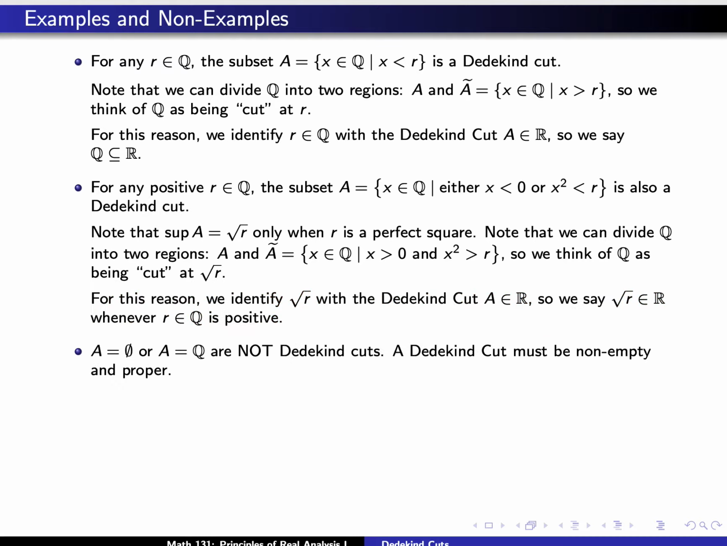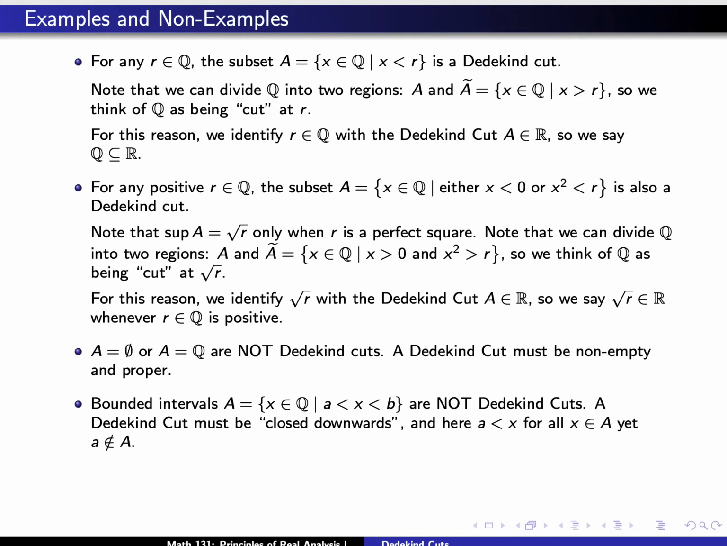Notice that the empty set and all of Q itself are not Dedekind cuts. Again, a Dedekind cut must be non-empty and it must be proper. Since the empty set and all of the rational numbers are empty and not proper, they cannot be Dedekind cuts.